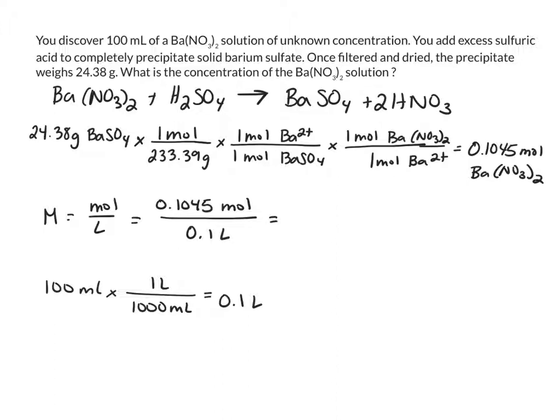Right. So 0.1045 divided by 0.1 gives me 1.045. If I'm paying attention to sig figs here, I've got 4 on the top, 1 on the bottom, which means I'm going to make that 1 molar. And that is my final answer.